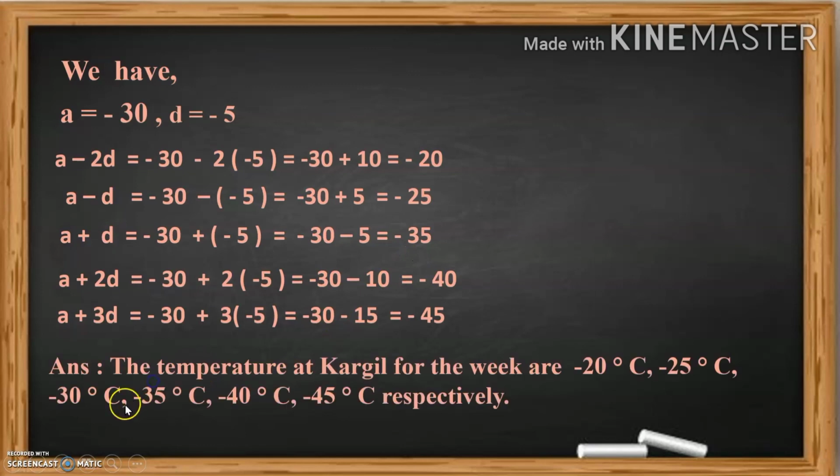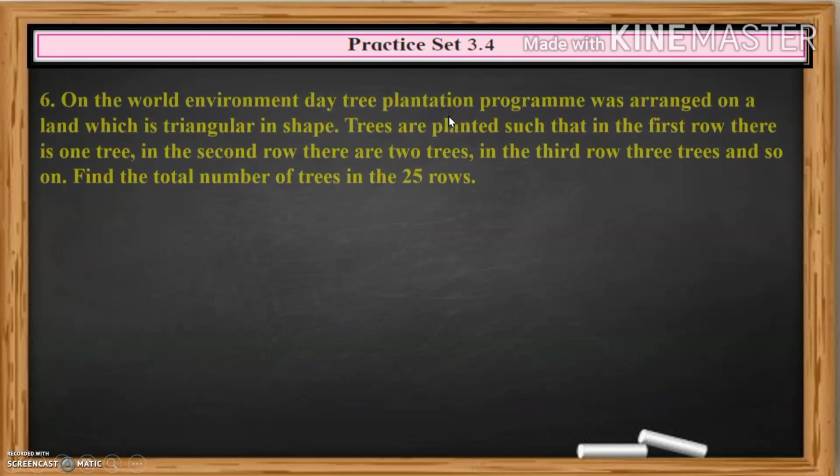But while writing the final answer, we will mention the temperature at Kargil for the week are minus 20, minus 25, then minus 30, which is for Wednesday, then minus 35, minus 40 and minus 45 respectively. Hope this is clear. We proceed to the next question.